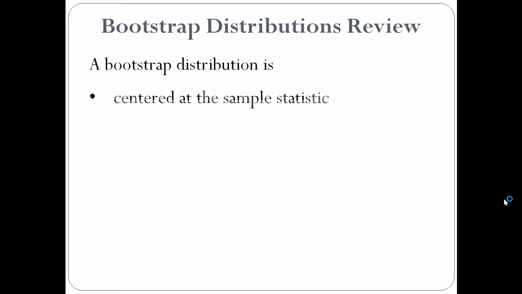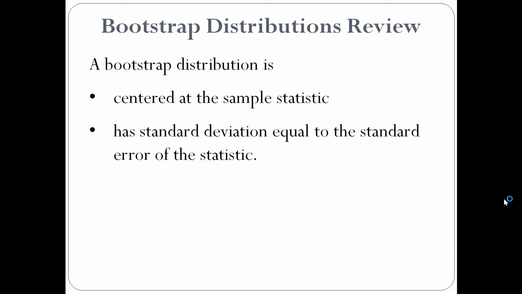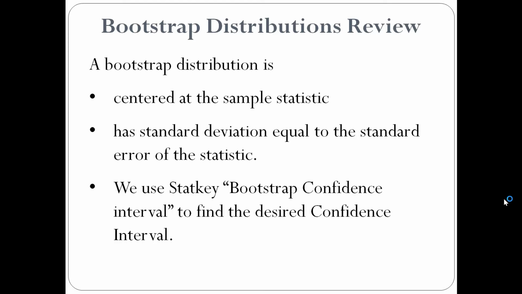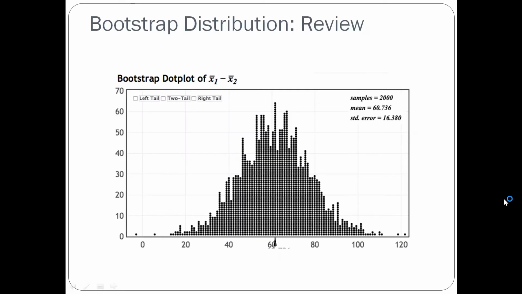Before we start 5.2, up till now, we've been using the bootstrap to find the confidence interval. So here's a small review about the bootstrap distribution. What we know is that the bootstrap distribution is centered at the sample statistic. We also know that it has a standard deviation that is equal to the standard error of the statistic. And up till now, we've been using StatKey specifically to use the bootstrap confidence interval feature to find the desired confidence interval. So this is one of the examples that we've seen in chapter 3.